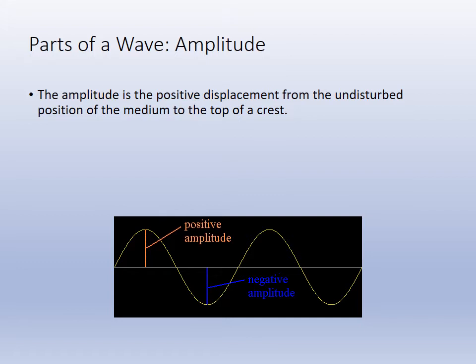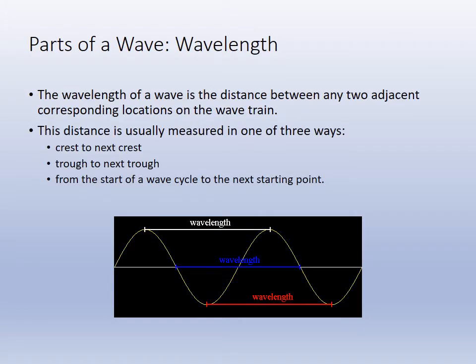With waves like sound, amplitude can be analogous to the volume. With light, amplitude can be analogous to the brightness. The wavelength is the distance between two points on adjoining waves: two crests, two troughs, but two points. So basically it's the length of the wave.